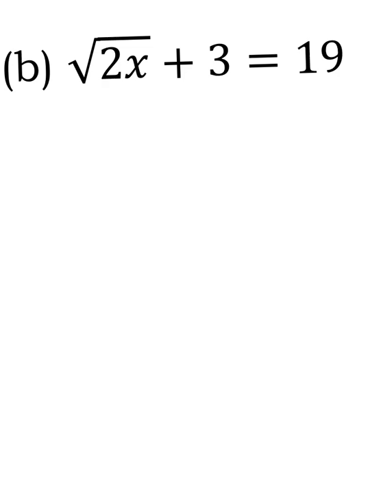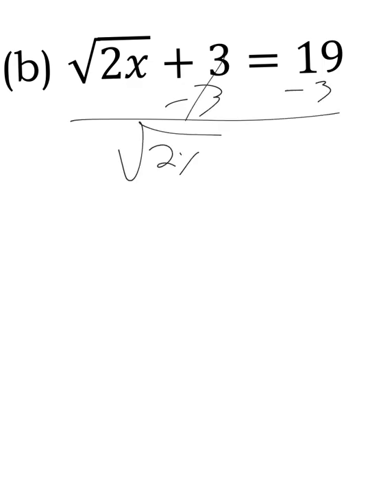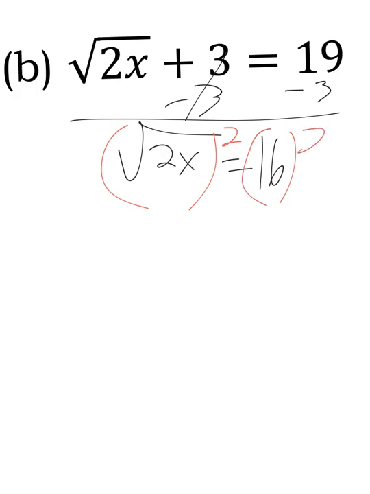So for B, there's nothing on the outside of the square root as far as like I have to times or divide something, but obviously you need to minus this 3 out. So you have the square root of 2x equals 16. Well, it's just like the powers. What's the opposite of a square root? That'd be the power of whatever that root is. So the power of a square root is 2. The opposite of it, yeah.